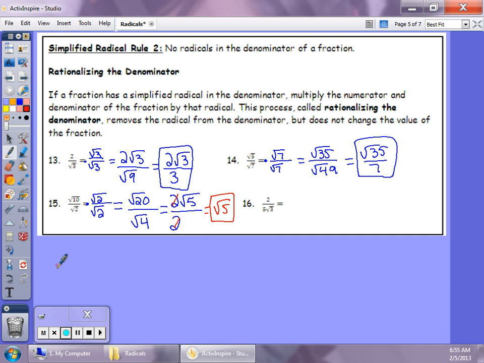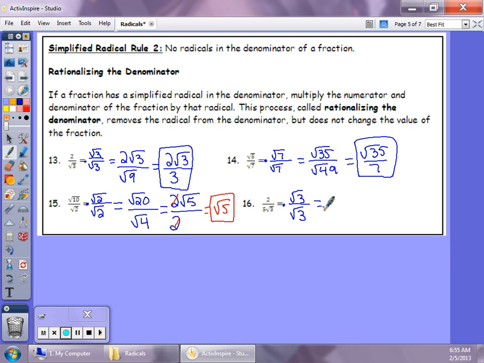So for the last example, 16, we have 2 over 5 root 3. So remember, it is okay to have numbers in the denominator without a radical, but we have to get rid of that radical. So for this one, we are only going to multiply by the number under the radical, which is root 3.